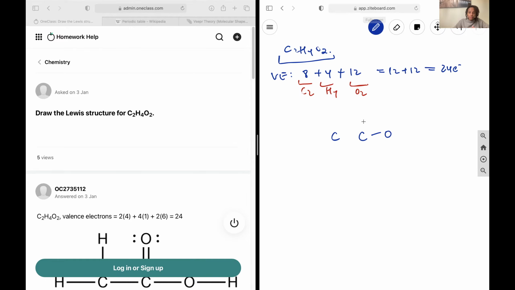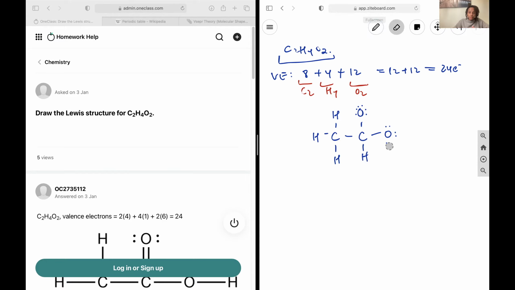And then let's hypothetically put both of the oxygens on one, and the remaining hydrogens around everything else. Next fill in all of your octets and see if your valence electrons all check out. 2, 4, 6, 8, 10, 12, 14, 16, 18, 20, 22, 24, 26. And so clearly they do not.